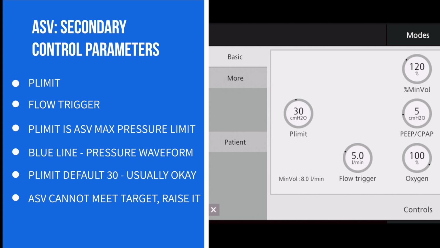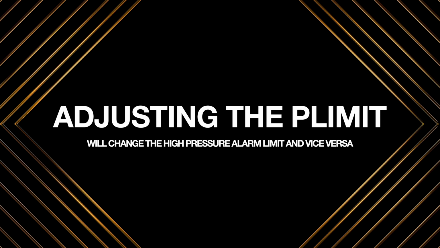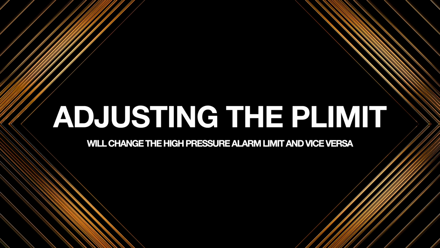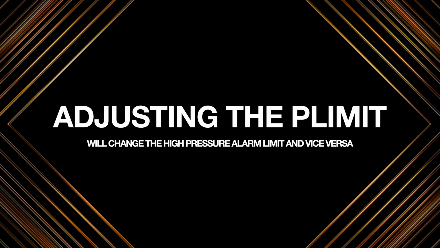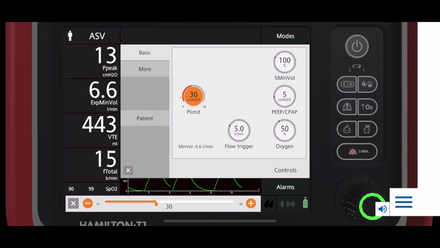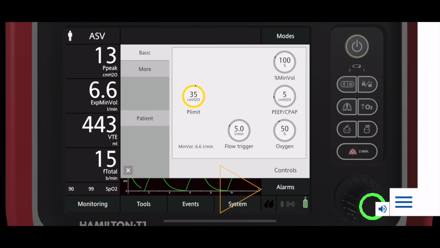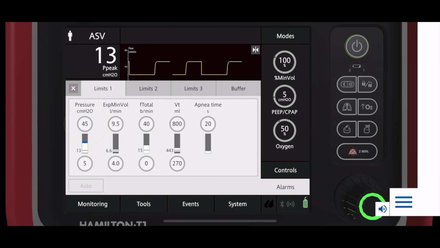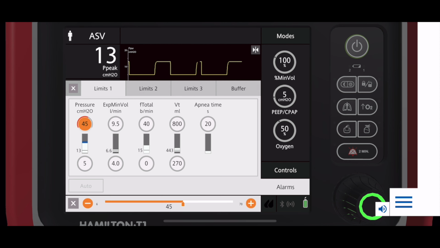How will you know when to adjust the P-limit? The ventilator will warn you that ASV cannot meet the target. Raise the P-limit by 5 centimeters of water or the amount to reach the ASV target. Adjusting the P-limit will also change the high-pressure alarm limit and vice versa. The high-pressure alarm limit must remain at least 10 centimeters of water above the P-limit, or an alarm will warn of a pressure limitation.